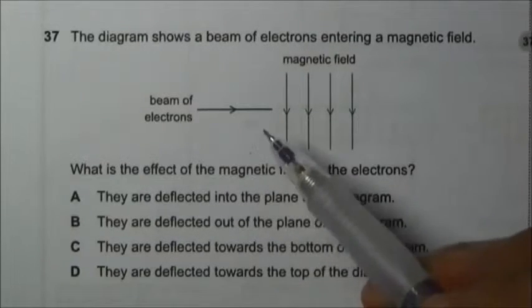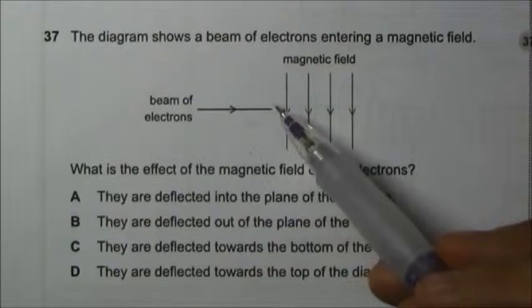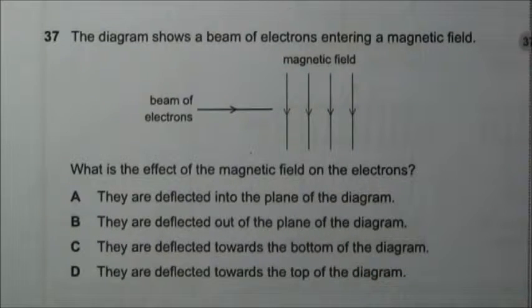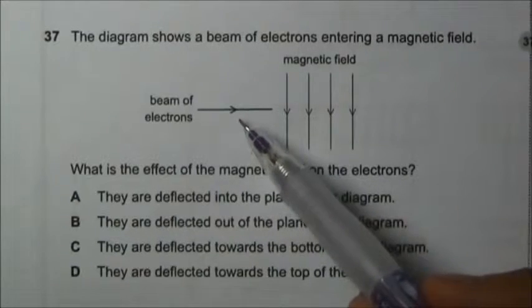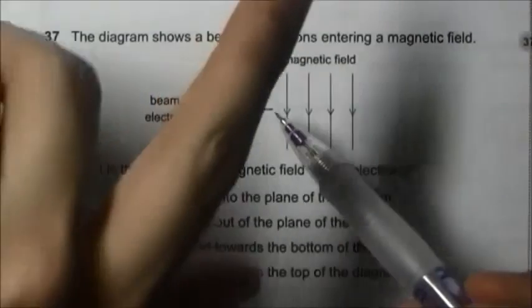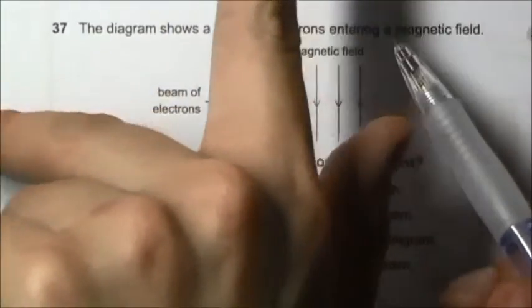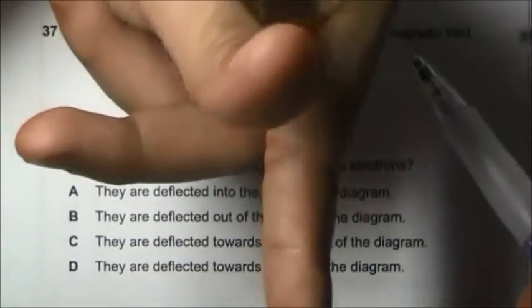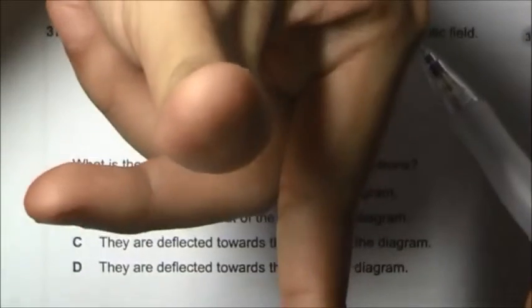Okay, we have a beam of electrons that is entering a magnetic field region. So what is the effect of the magnetic field on the electrons? You can use Fleming's left-hand rule. Since the direction of the electrons is to the right, that means the current is going to the left, and the magnetic field is pointing downwards. We direct our index finger downwards. You can see that our thumb is actually pointing out of the paper.